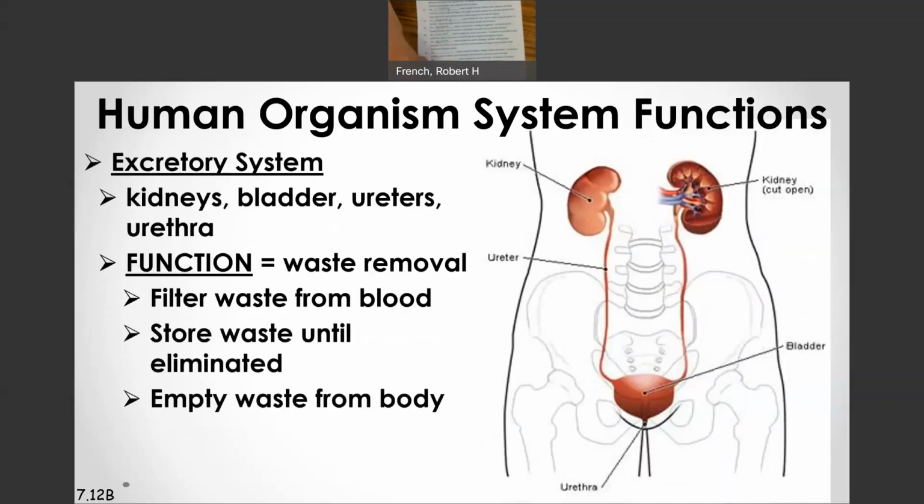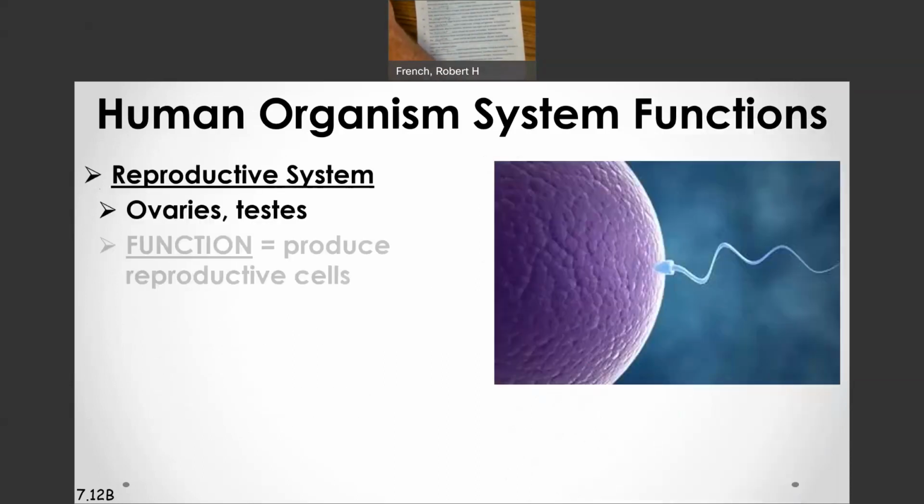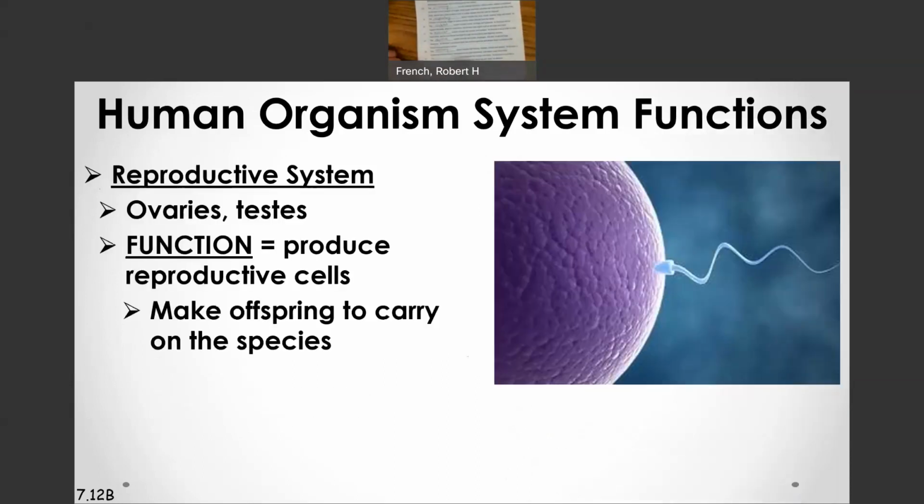The excretory system. The excretory system includes the kidneys, bladder, ureters, and urethra. Its function is to filter waste from the blood, store liquid waste until eliminated, and empty waste from the body. Excretory.